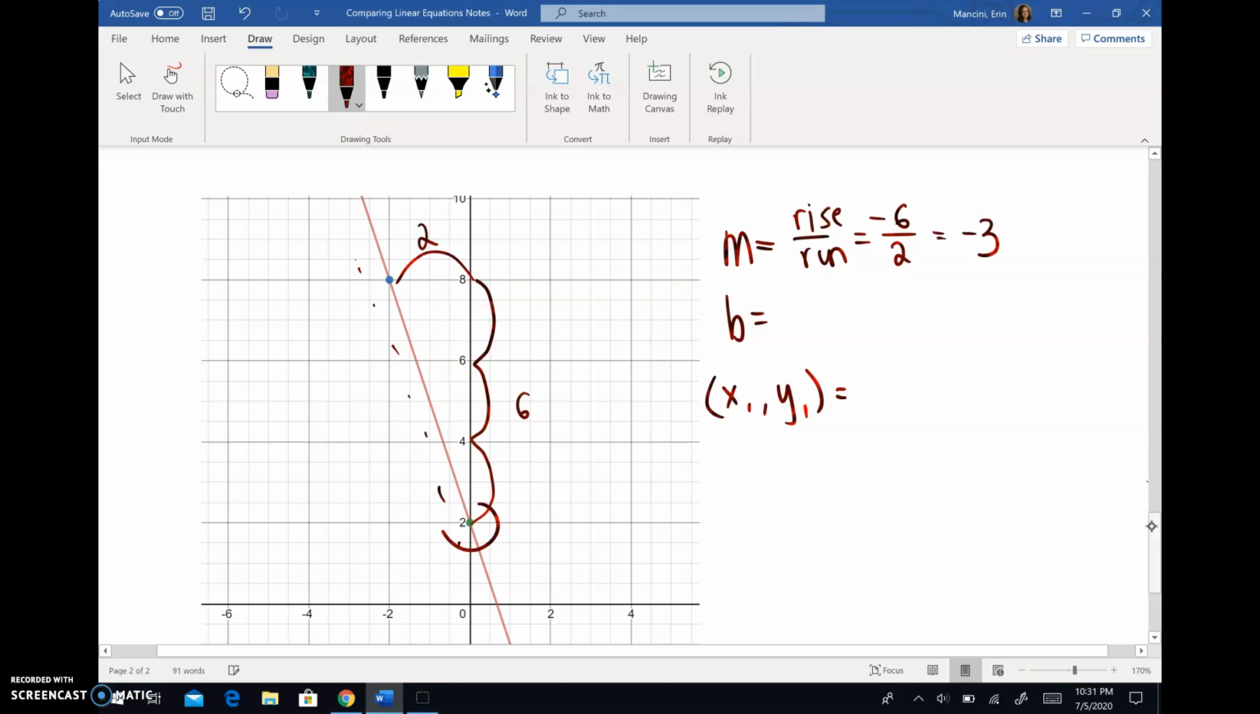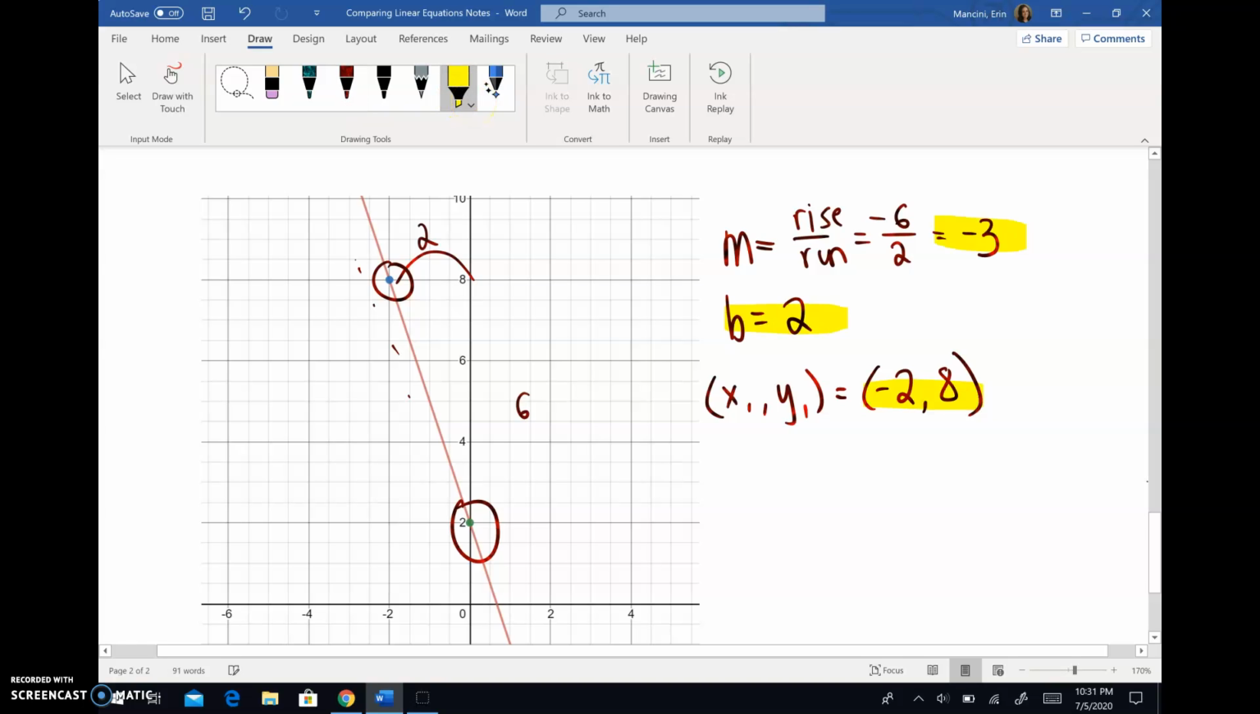Okay, your b is your y-intercept, which is where your line touches the y-axis. That's going to be at positive 2. If you want to write in point-slope, you can pick a point. I see this blue one here. The x-coordinate is negative 2, and the y-coordinate is 8. Now we have enough information to write in either point-slope form or slope-intercept. I'm going to pause the video so you can try writing your own equation. You can pick either one, and I'll come back with the answer.